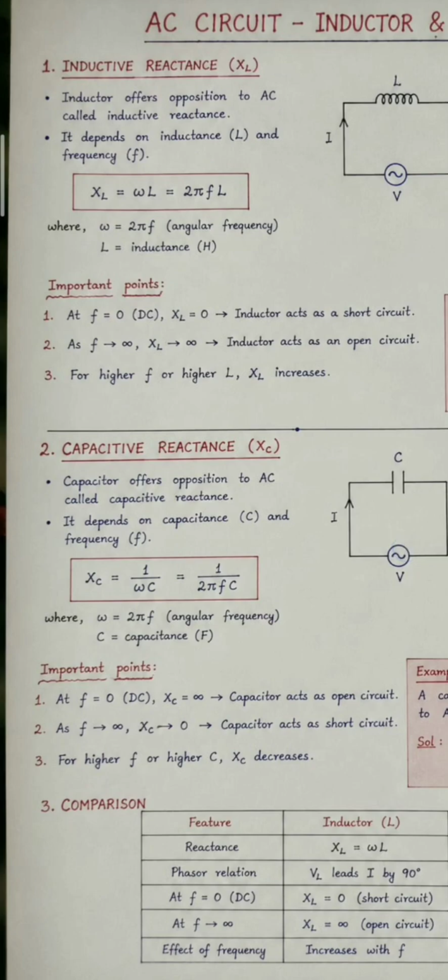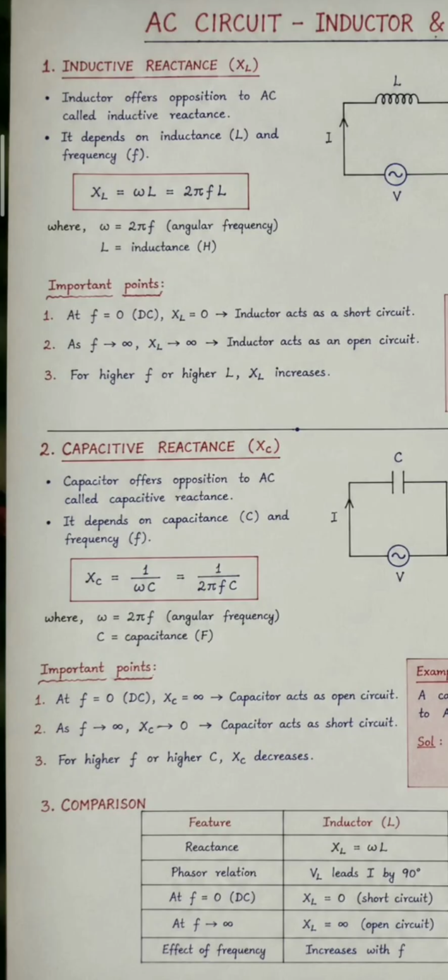And next is capacitive reactance. A capacitor offers opposition to AC, called capacitive reactance. It depends on capacitance and frequency f. XC is equal to 1 by omega C, which is 1 by 2 pi fC, where omega is equal to 2 pi f, the angular frequency.